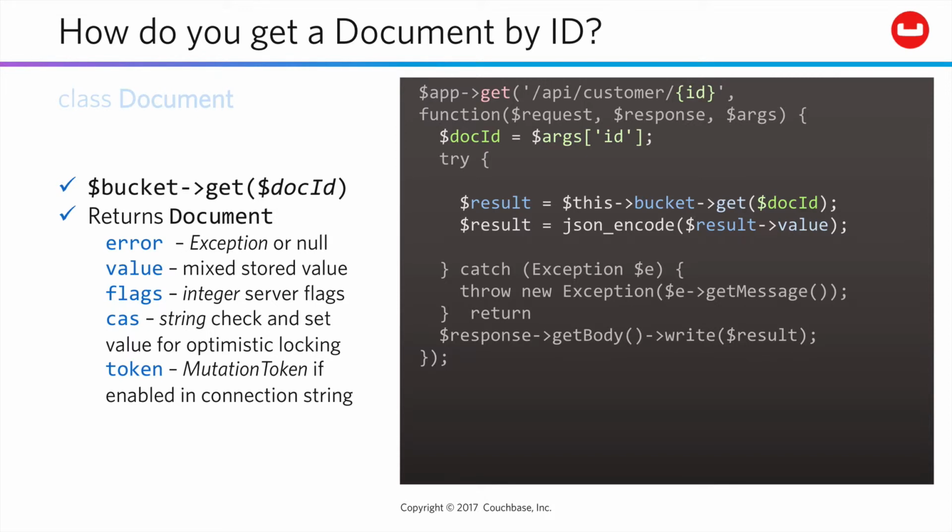When you get your document, the underlying value that you're retrieving will be in the value property of the document object returned in this code sample as a result. Because the native format of a JSON document in PHP is different than the string representation your client might anticipate, as we show here, we're throwing it through a JSON encode before we write it back to the response body.